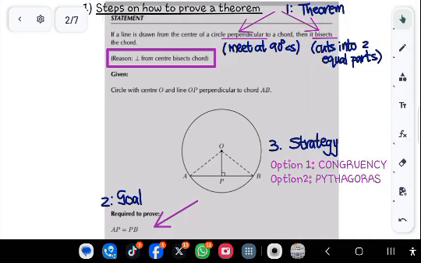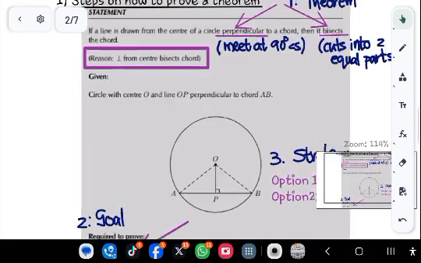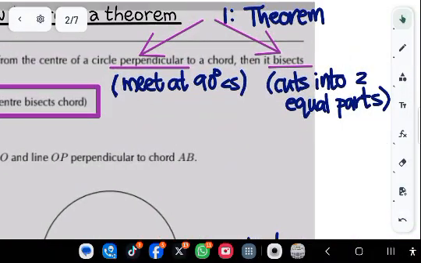Now, let's look at the 3 steps on how to prove a theorem. Now that we know what the trio looks like, and you can spot the difference between the theorems, let's look at the process of how to prove a theorem. If you break it down into 3 simple steps, this is basically what it is all about.